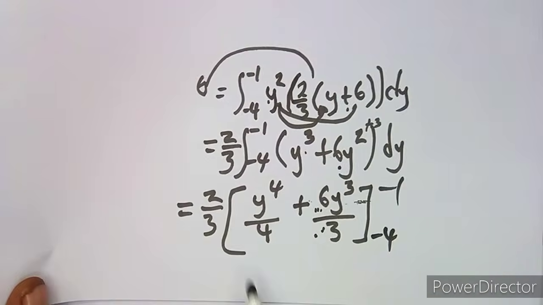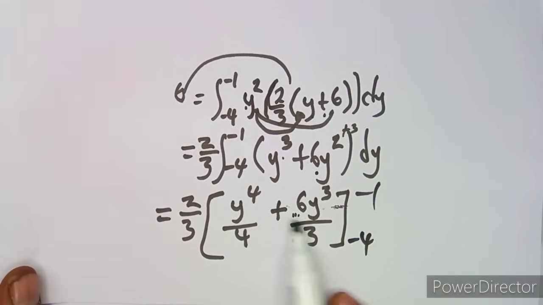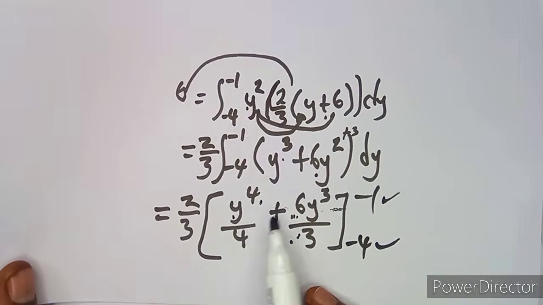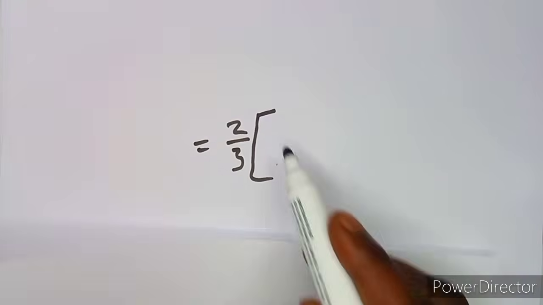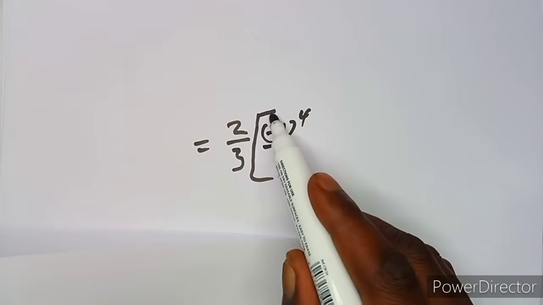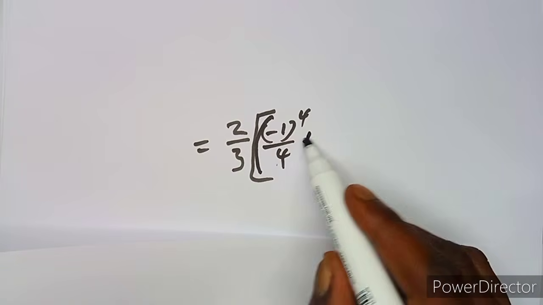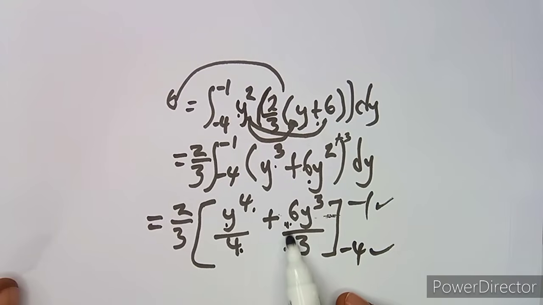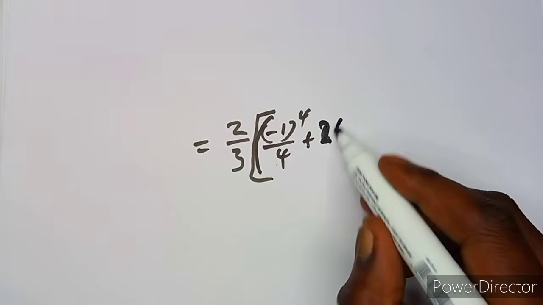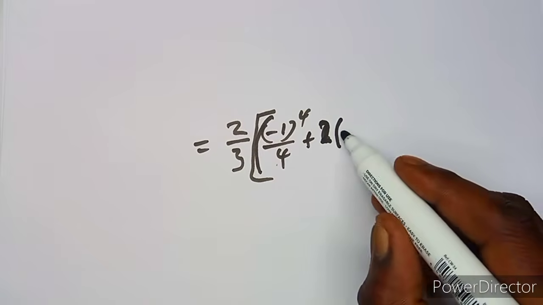All right, let's see the limits. We've got minus 1 and minus 4. So minus 1 to the exponent of 4 over 4, just put a bracket here, plus 6. Let's just divide this: 6 divided by 3 is 2. So it's going to be 2 here, and our y is still minus 1.